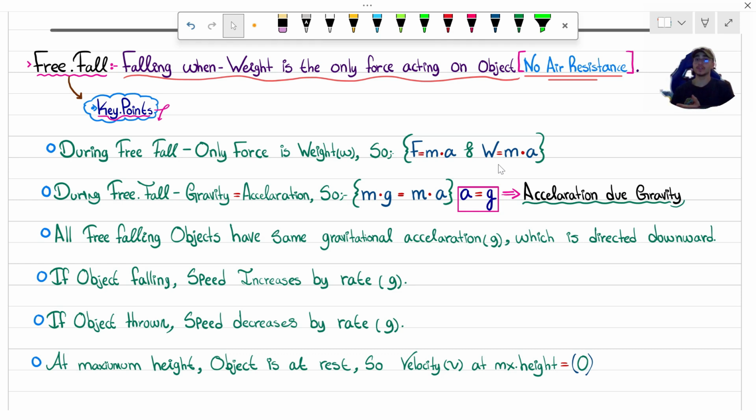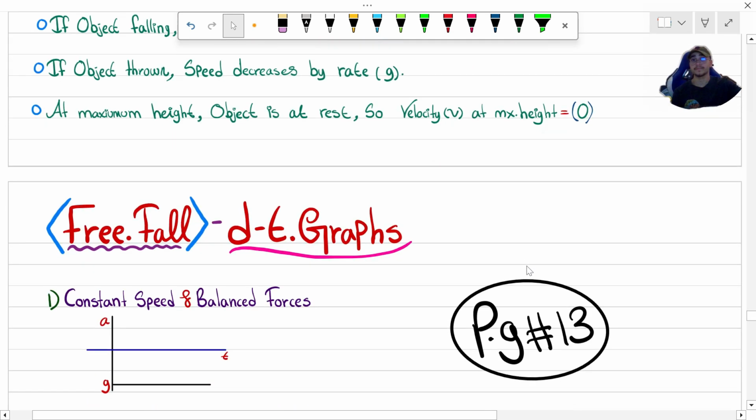But since weight is the only force, we can say weight is equal to mass times acceleration. The acceleration here is your g, so we can say a is equal to g. This is known as acceleration due to gravity. So weight is equal to ma, weight is equal to mg. Weight is equal to mass times the gravitational field strength, where weight is the force and g is the acceleration. All free-falling objects have the same gravitational acceleration directed downwards towards the center. If it is falling, its speed increases by rate g; if thrown upwards, it decreases by rate g.